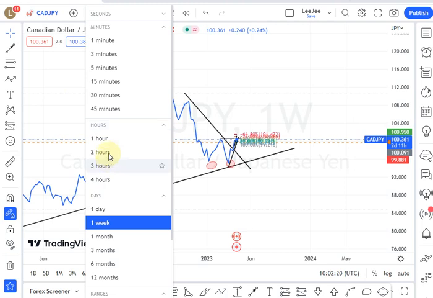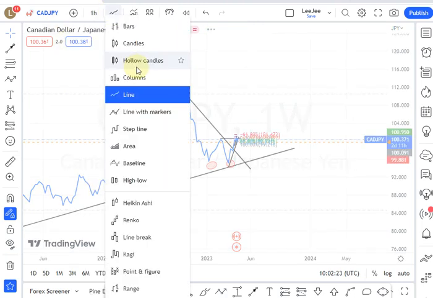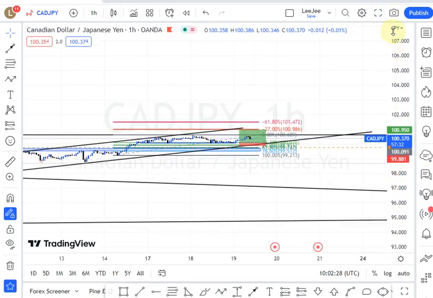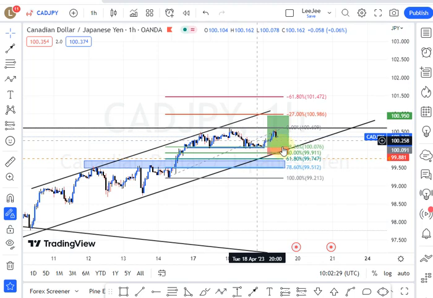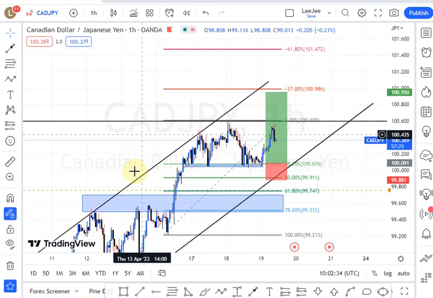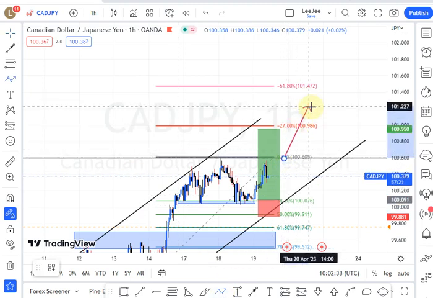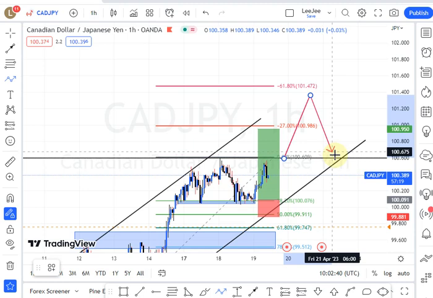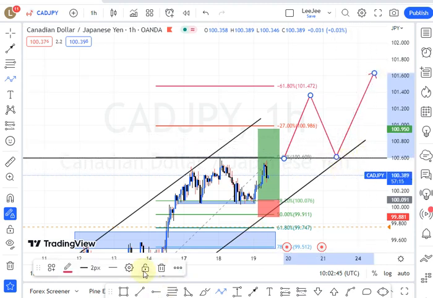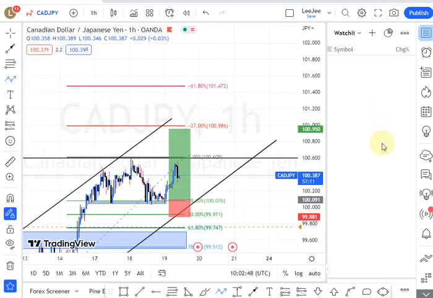Even if I missed that entry, I don't have a problem with that because I know the general direction of the price. Even if I miss this buy entry, I'm just waiting for price to break this resistance over here. After that, I want it to continue going up for some time, then wait for that pullback, then take my entry over there. Easy guys. So let's go back to our gold.